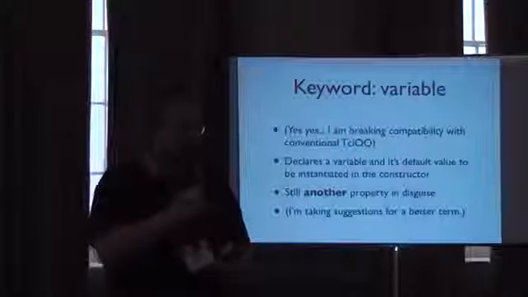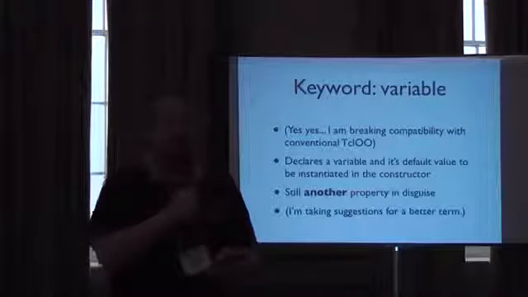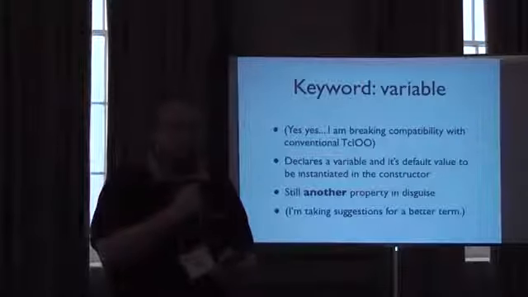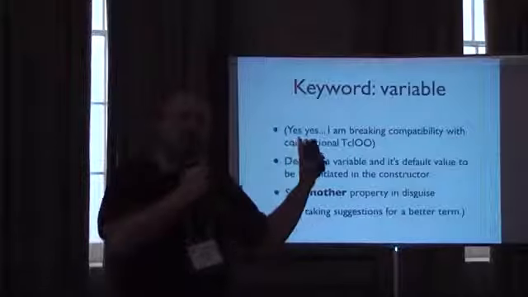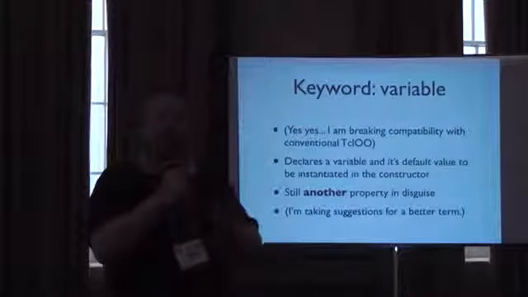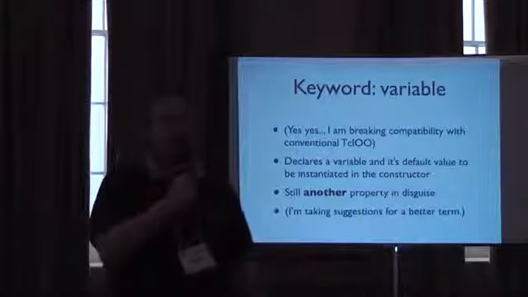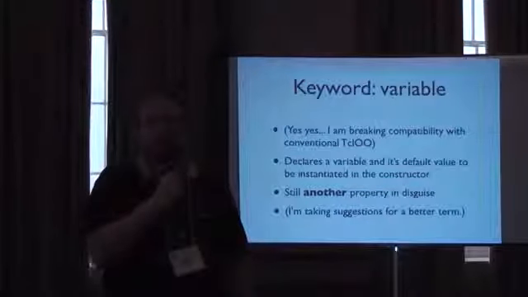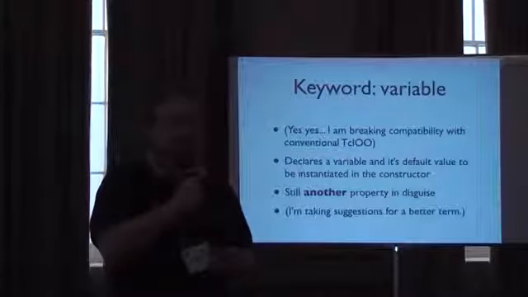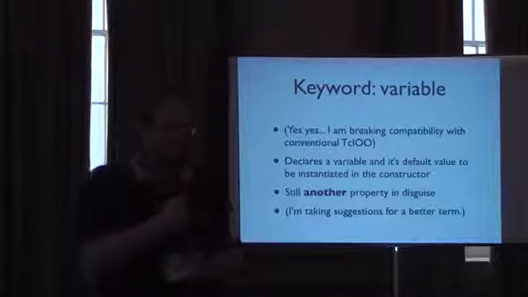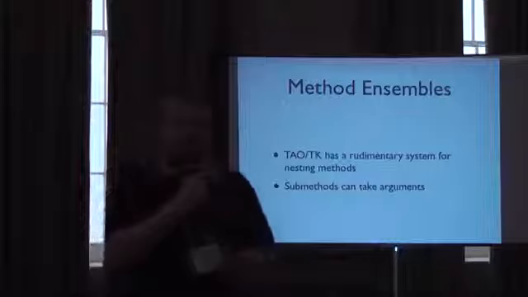And then, I don't know what I was thinking, but I have a keyword called variable, which does something completely different than what TickleOO does. In TAO TK, it defines what you'd like the default variable to be after the constructor finishes. But I really should call it something else because TickleOO already has a variable keyword. We'll take that discussion offline.